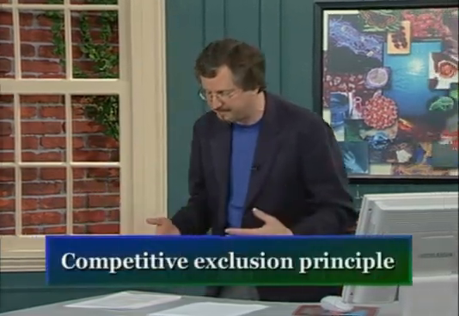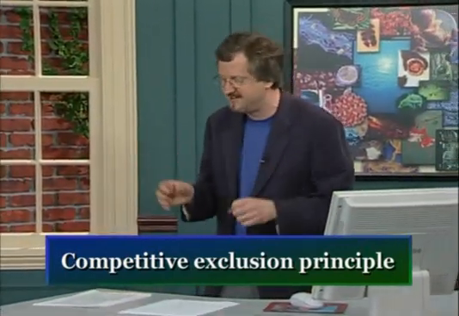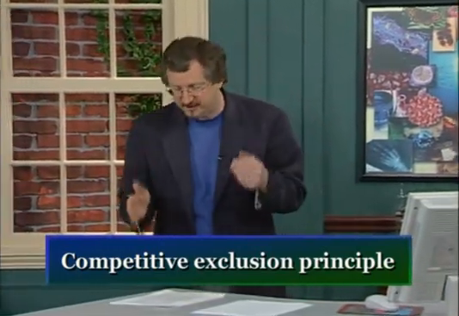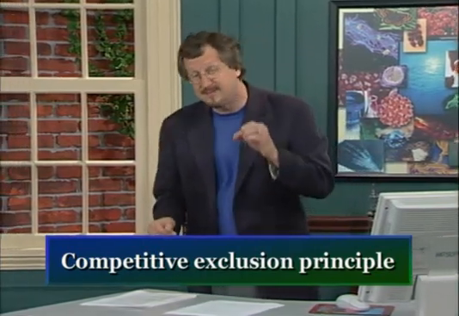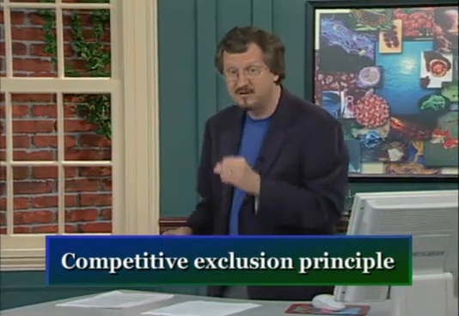Thus, Gauss's work was really the first to demonstrate experimentally that two species with similar needs can't exist in the same place at the same time. Based on his finding, Gauss developed what has become known as the competitive exclusion principle. As Gauss originally formulated it in the early 30s, the competitive exclusion principle simply stated that if two species are competing for the same resource and that resource is limiting, then whichever species is more effective at using that resource will eventually exclude the other species.